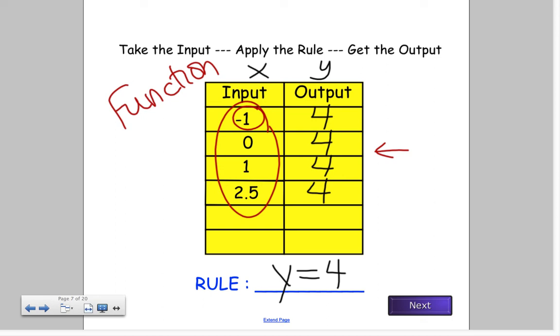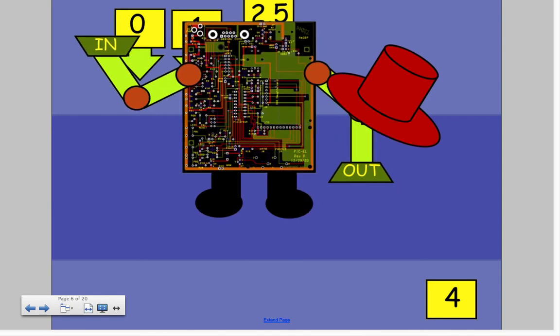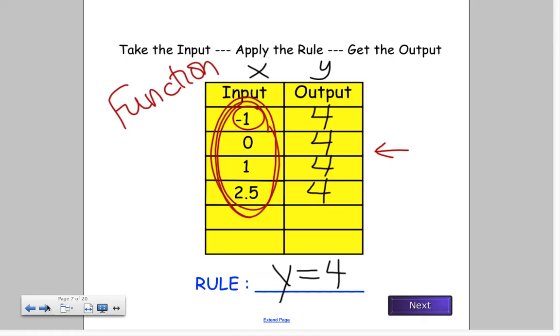Exactly, because any input value that we put into this little function man back here, we know that 4 is going to come out. We put it in, 4 is coming out. And I'm going to leave that alone because he's messed up. He's functified right now. So we're going to just keep going. All right, how about this next one?